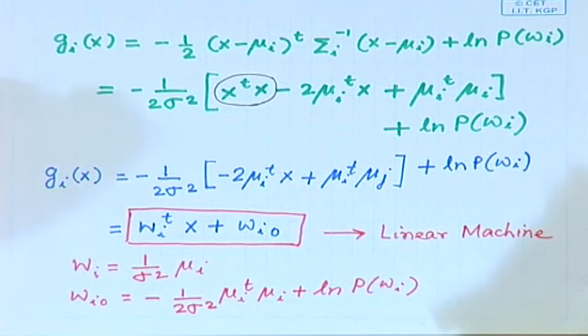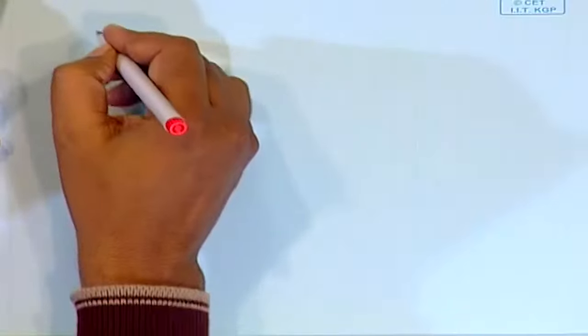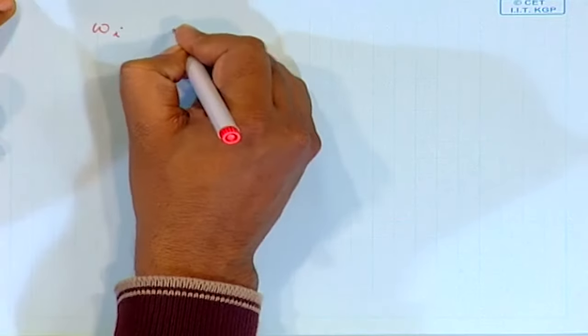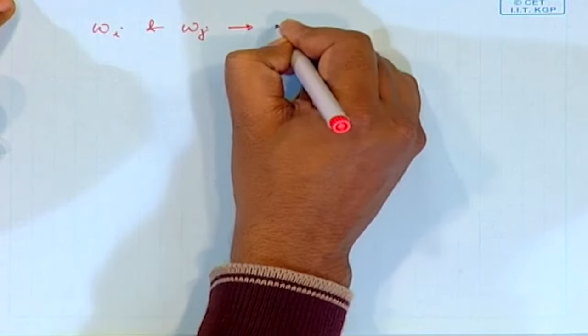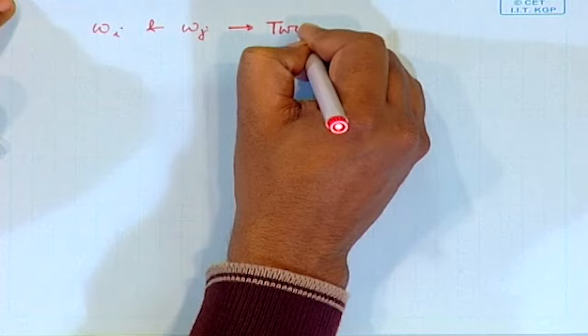So that is about the discriminant function of an individual class, or the i-th class. Now, if I want to find out the decision boundary between two different classes, so I have two classes, class ω_i and class ω_j.